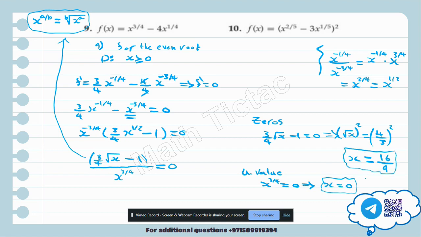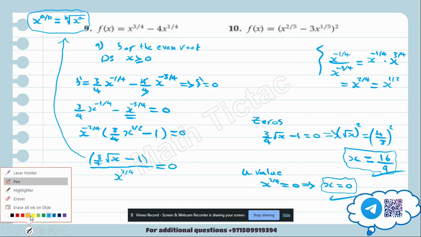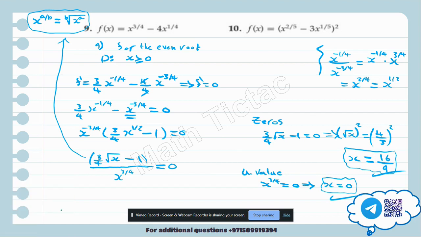Okay, I will ask myself a question again. Are they included in the domain? The domain is x greater than or equal to 0, and 16 over 9 and 0 are both greater than or equal to 0, so this is included and this is included. Now I just have to find if we have local maximum, local minimum, or both of them. So the number line, then I have 0, and I have 16 over 9.